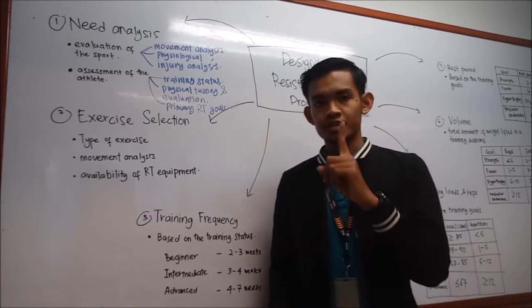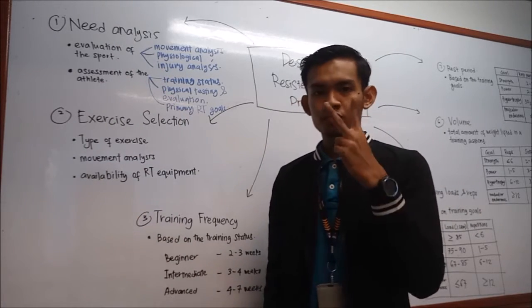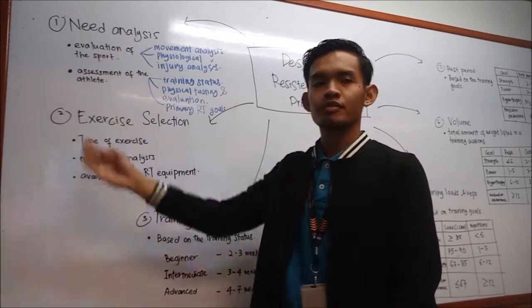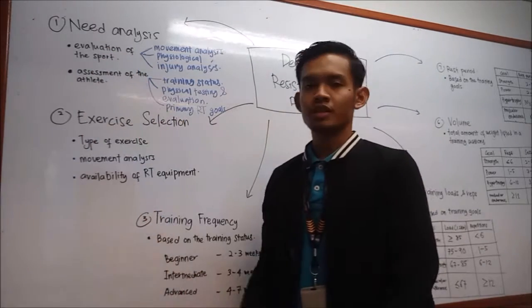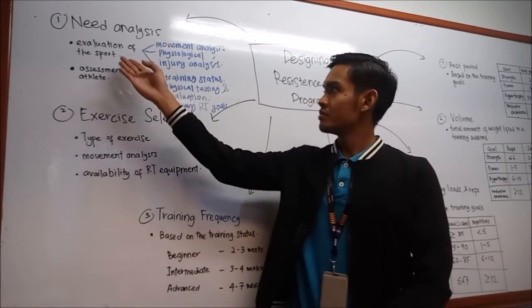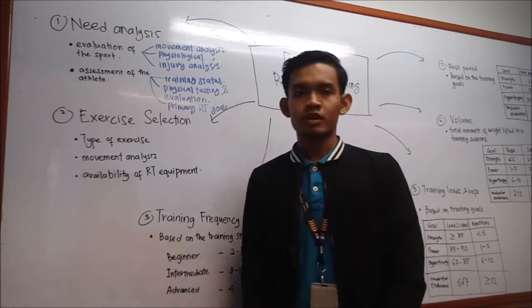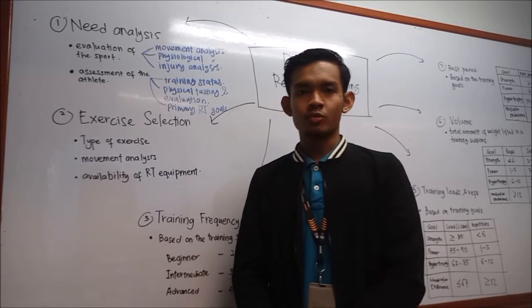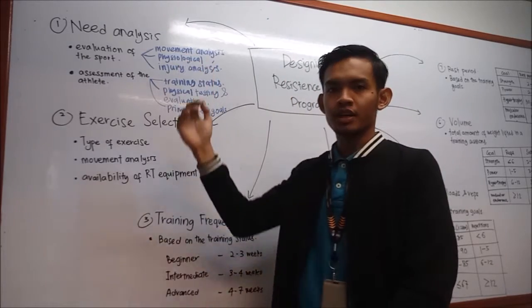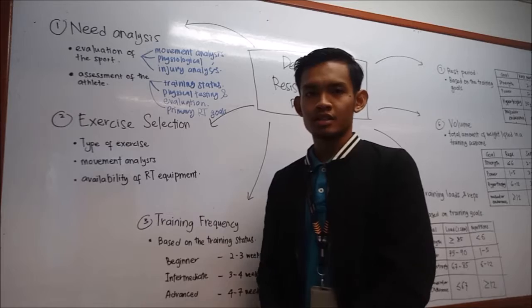So we go with the first point, which is need analysis. Need analysis consists of 2 points, which is evaluation of the sport and the assessment of the athlete. What is the evaluation of the sport? Evaluation of the sport consists of 3 components, which is movement analysis, physiological analysis and injury analysis.